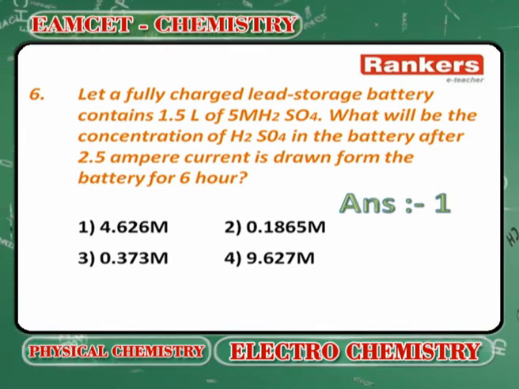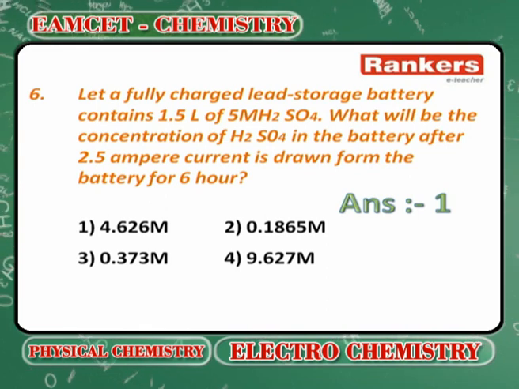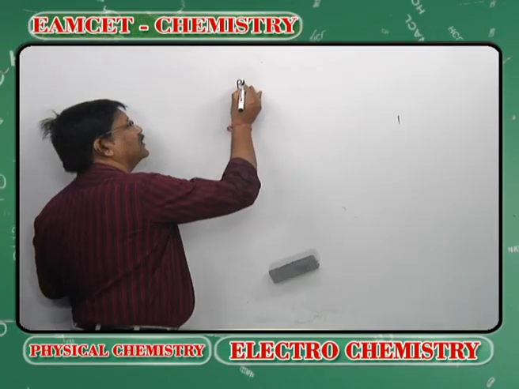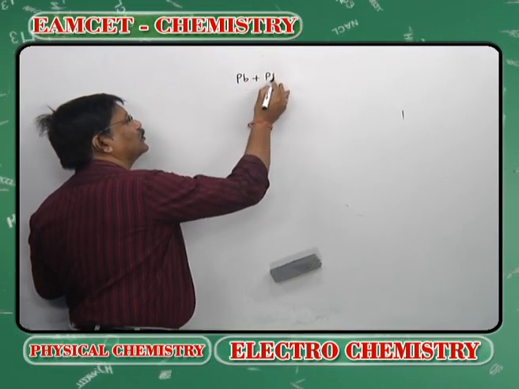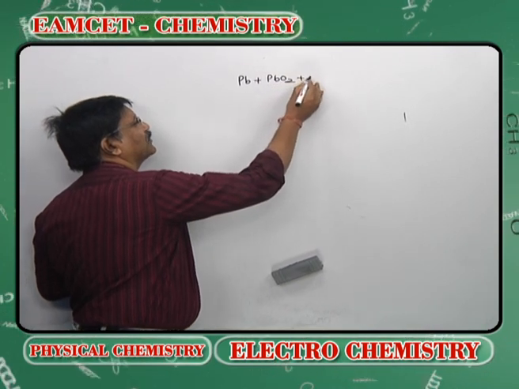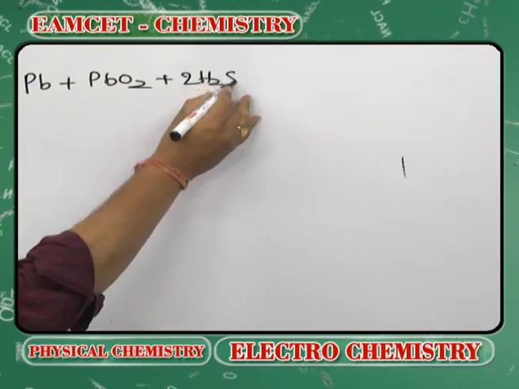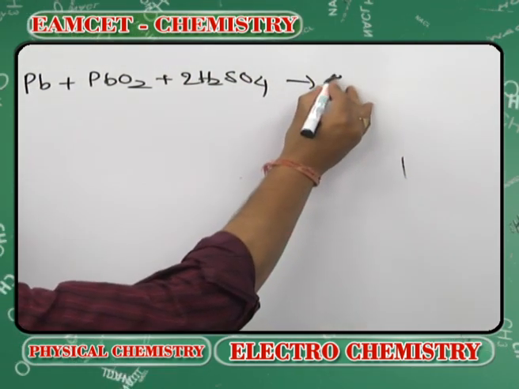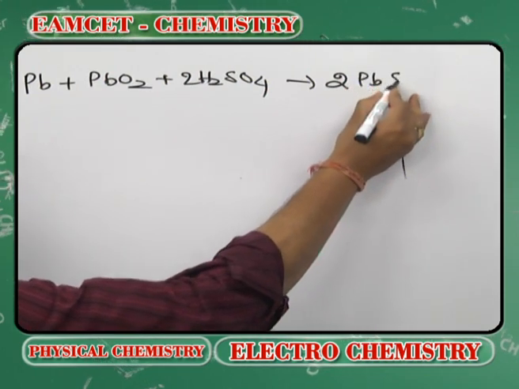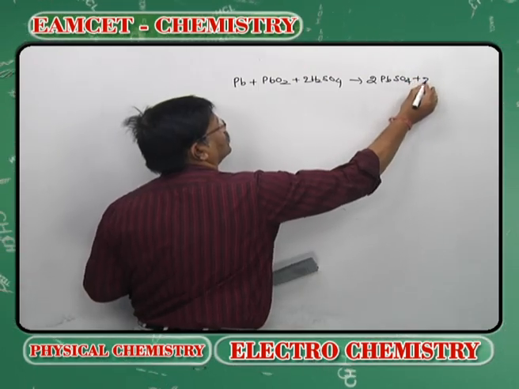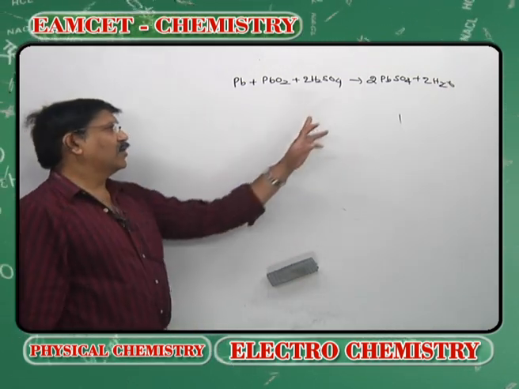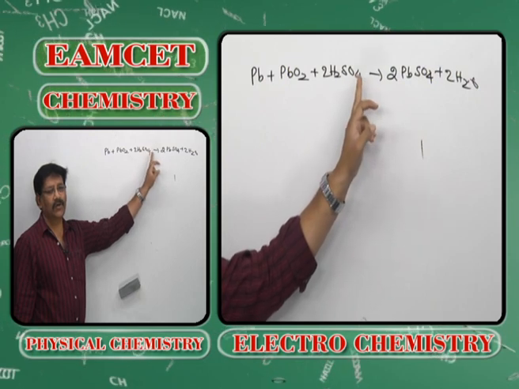So, in this lead storage battery, what is the complete equation? Pb plus PbO2 plus 2H2SO4 will give rise to 2PbSO4 plus 2H2O. In this lead storage battery, how many electrons are involved? 2 electrons.